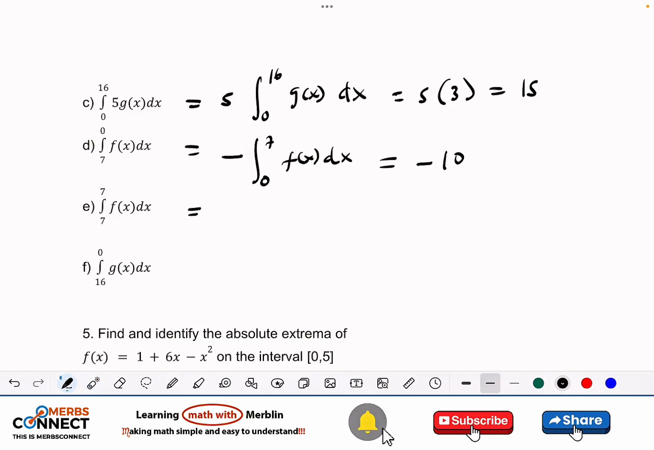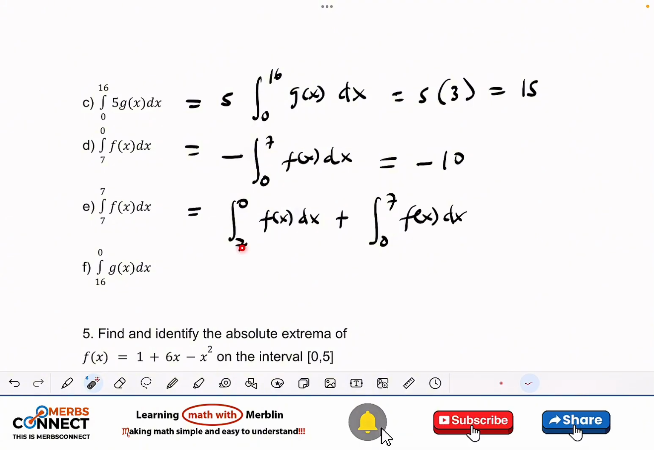Then what is integration from 7 to 7? You see that this is basically 0, right? Because anytime you have integration from the same limit to the same limit, remember we are going to subtract. So if it's the same thing, we are going to get 0. But what I can do here is write this one as integration from 7 to 0 of f of x dx plus from 0 to 7 of f of x dx, for you to see that it's 0.